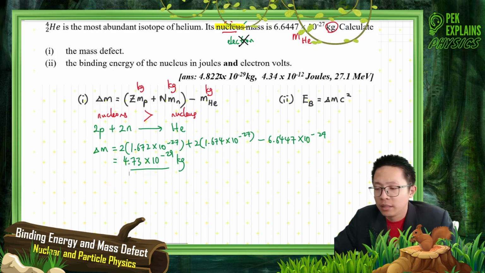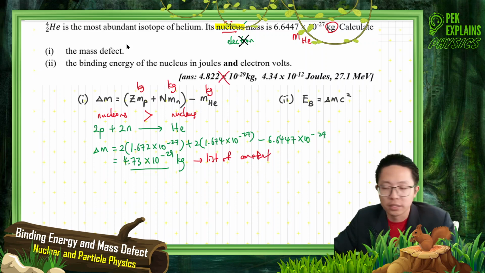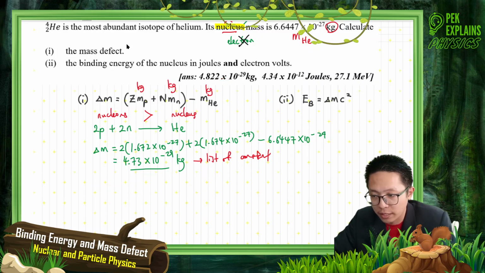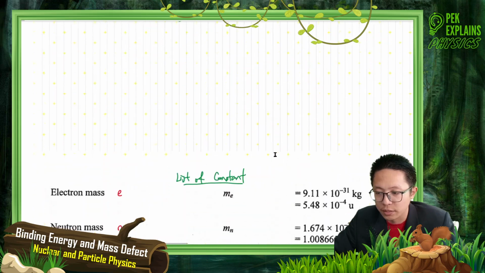This one is not the answer based on the list of constant. Use the one that is based on the list of constant. Don't use the one that is not based on the list of constant. Don't use this one. Use this value that is based on the list of constant given.